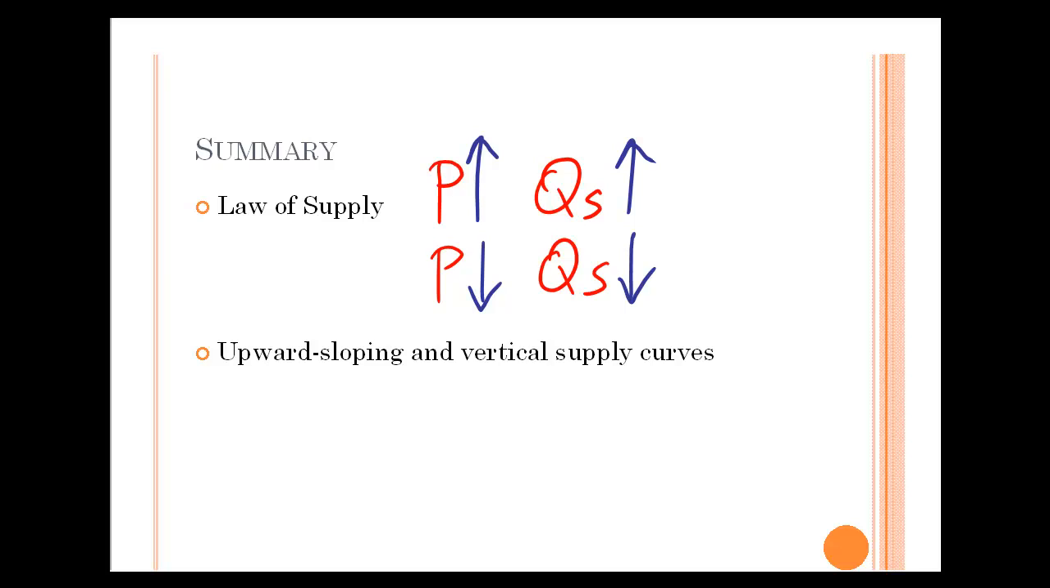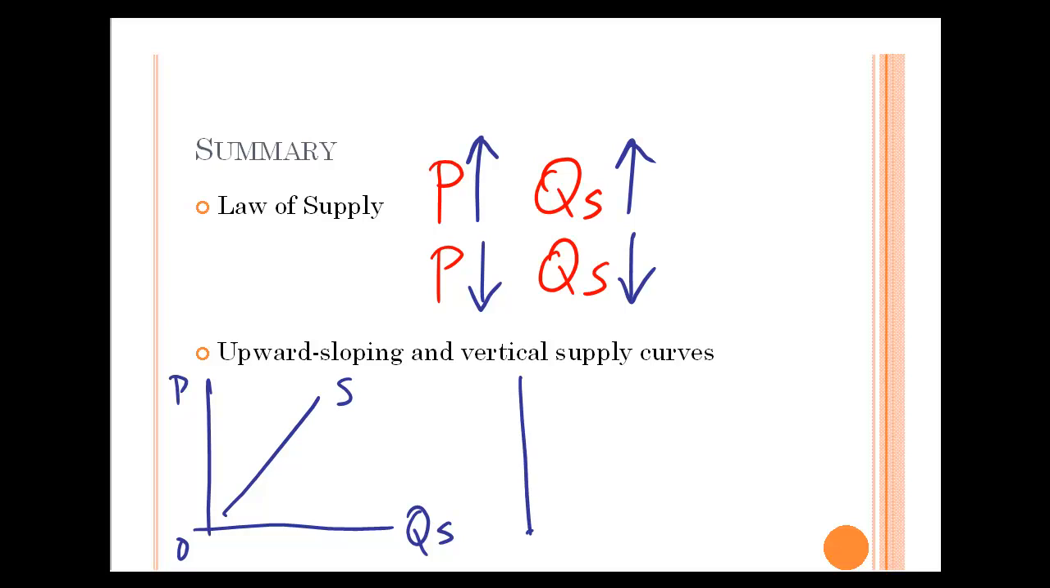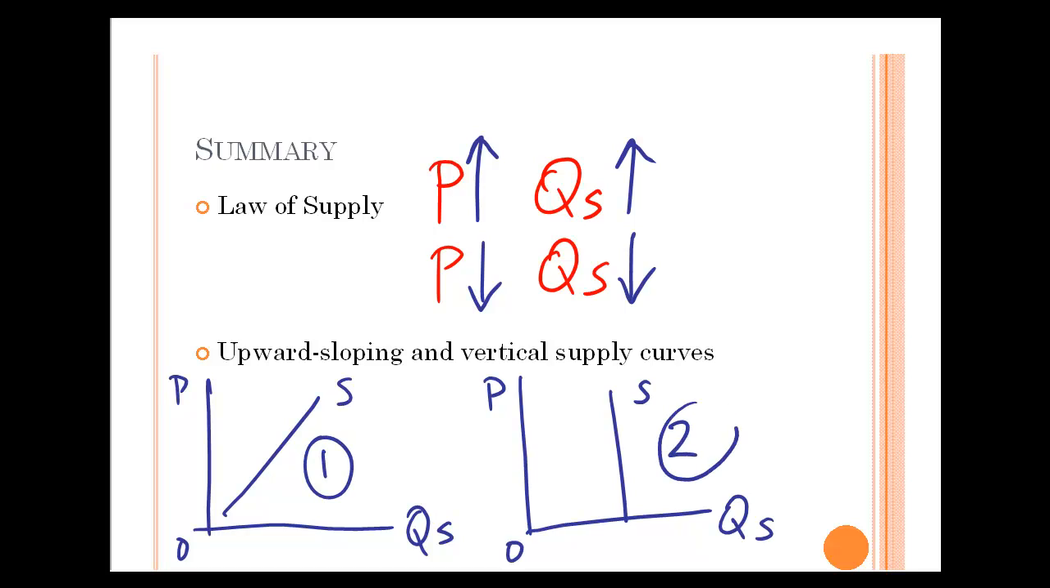We also talked about upward sloping and vertical supply curves. Here is a picture of an upward sloping supply curve. Here is a picture of a vertical supply curve. Which one of the two supply curves, 1 or 2, represents the law of supply? And the answer is 1.